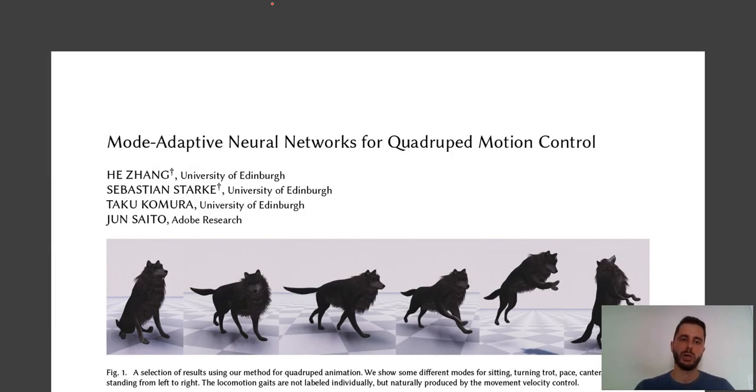Next week, I'm going to talk about this other paper called Mode Adaptive Neural Networks for Quadruped Motion Control. This was a big hit when the SIGGRAPH Tech Papers video came out, and this was also the most voted paper in our pool, so I think you're gonna like this a lot.